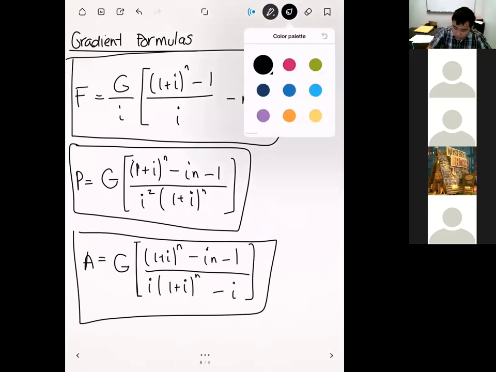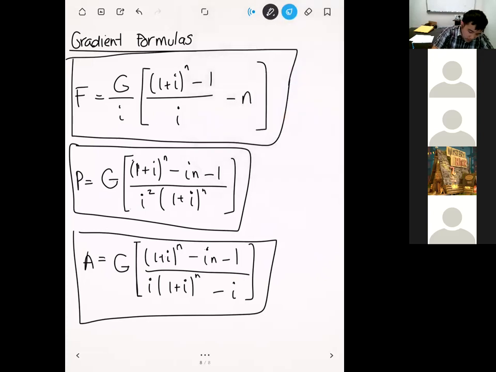The important thing to remember for these formulas is which cash flow forms you are converting between. These formulas are always used to convert from one form to another. As long as you know which form you're starting with and which one you're converting to, you can pick out the right formula to use.